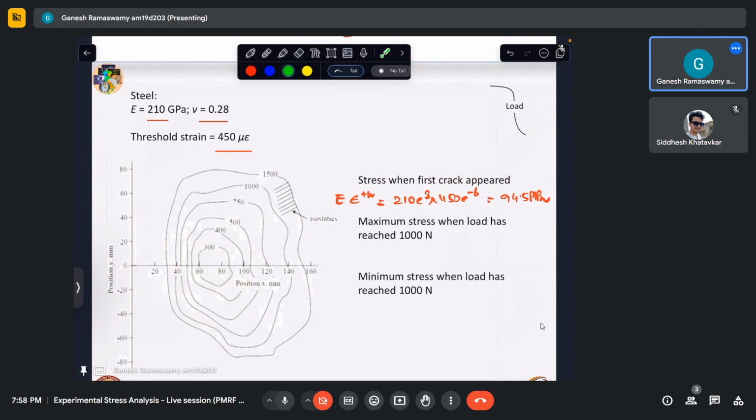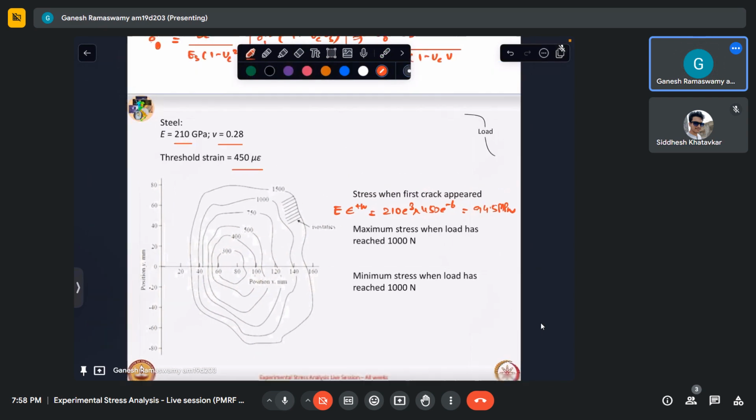So now this says: what is the maximum stress when the load has reached 1000 newtons? Initially the crack was here. That crack has now progressed and reached this point. What is the maximum stress? And what is the minimum stress is what is asked. We must understand one thing: the maximum stress when the crack would have reached would be at this point because this was the initial stress concentration zone. We kept on loading it till the crack which was here has now gone till this point. So the maximum stress is occurring here.